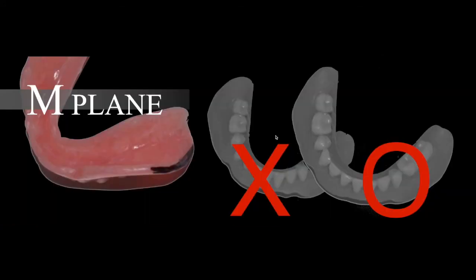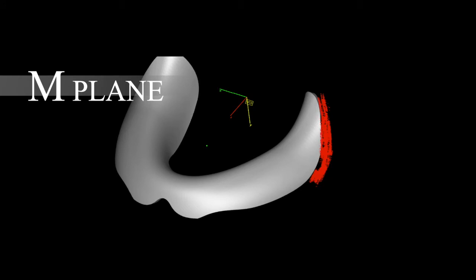And so that is how we fix this overly extended M-plane. Instead of having the convex shape, we shaped it from convex to, for this particular patient, a straight M-plane outline form, which solved the patient's main problem. So again, the M-plane is a determining factor of the distal buccal corner of the mandibular prosthesis.